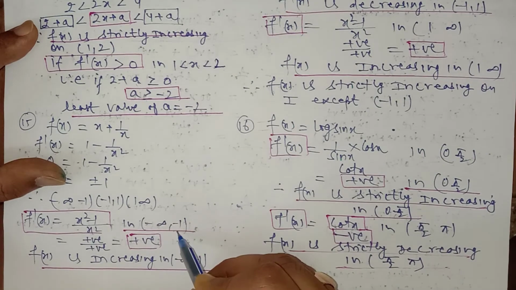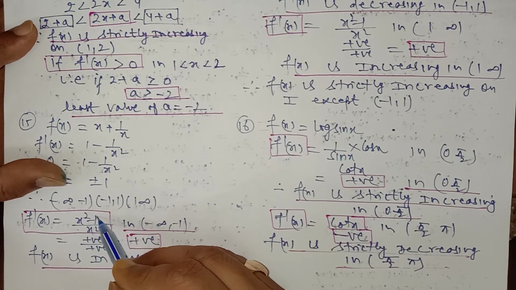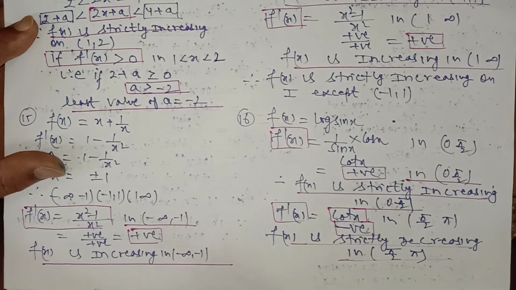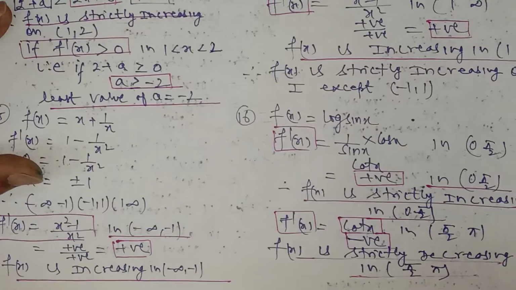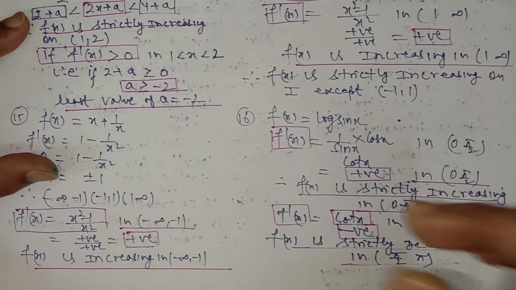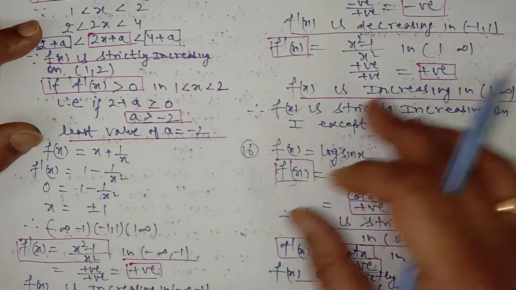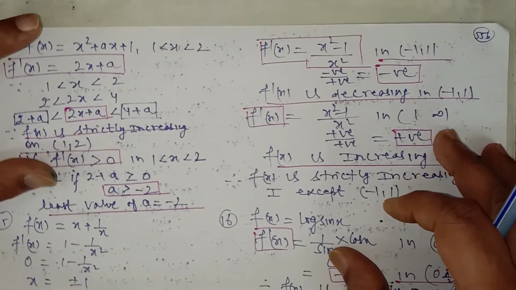So in this interval, you consider any value and you'll get a positive numerator as well as a positive denominator. So the function will be increasing. This function is increasing. I've written increasing because this is not a polynomial function, so I'm not writing the word strictly.